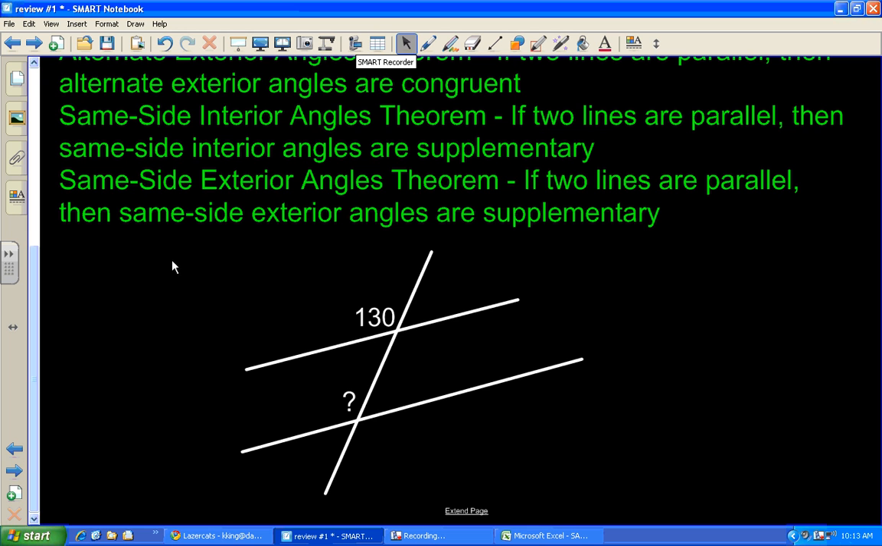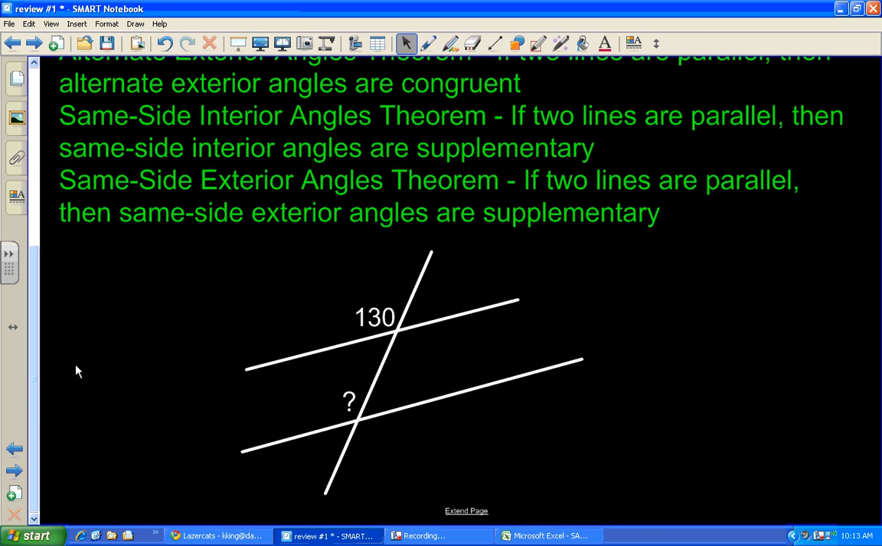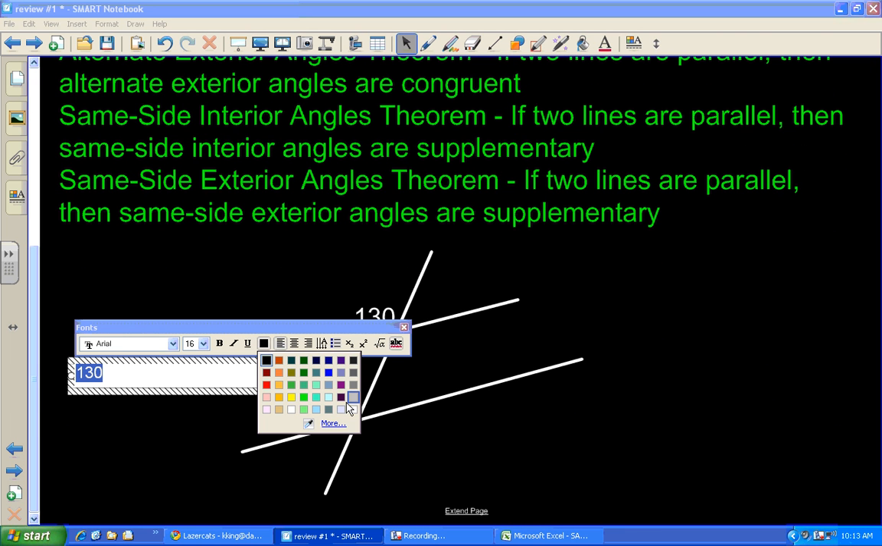You think to yourself, what kind of angles are those? I see corresponding angles, the 130 and the question mark. They're kind of in the same spot, right? At each little crossing thing, they're on the top left, okay? So if they're in the same spot, corresponding angles, we just said if two lines are parallel, then corresponding angles are congruent. So that tells me the answer to this is simply 130 degrees.